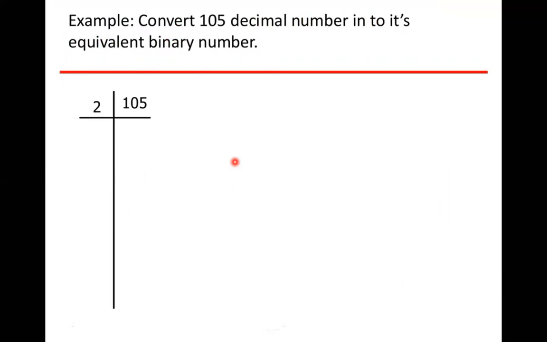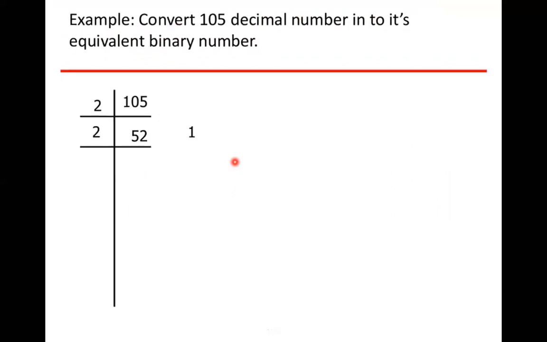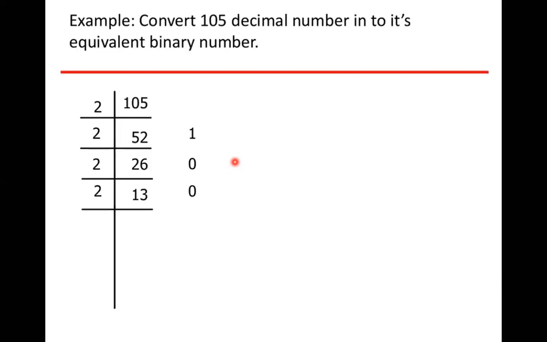So what we need to do, divide it by 2. So we have divided it. So it is 52, and 1 is the remainder. Again, 52 should be divided by 2, it is 26, 0 is the remainder. Again divided by 2, 13, 0.